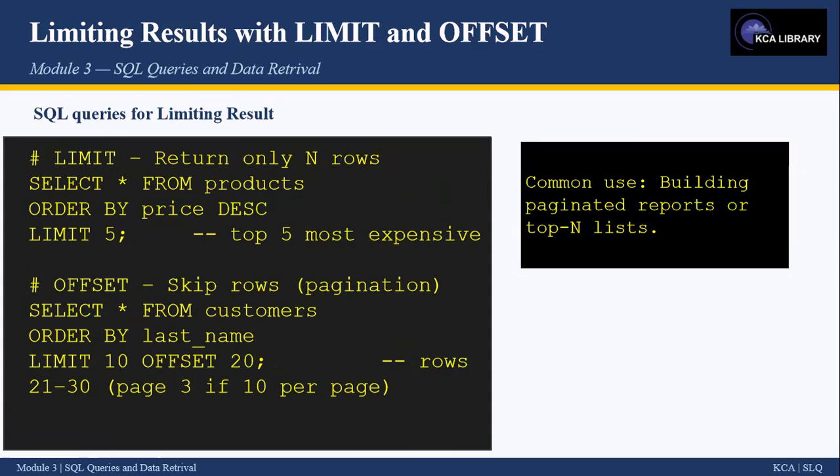Limiting results with LIMIT and OFFSET. To return only a specific number of rows, use LIMIT. For instance, in this query, SELECT * FROM product ORDER BY price DESC LIMIT 5. LIMIT 5 means you get the top 5 most expensive products. LIMIT is very useful for building paginated reports or top-N lists.